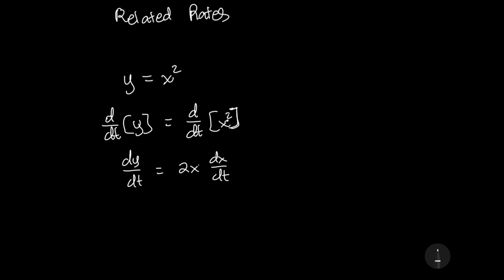And now let's take a look at what we have. We actually have a relationship between how y changes with respect to time as a function of the x value, as well as the rate at which x changes with respect to time. And this kind of equation can be used to deduce important information. If we're given certain information, we can use this equation to figure out other values. So let's go ahead and do an example.